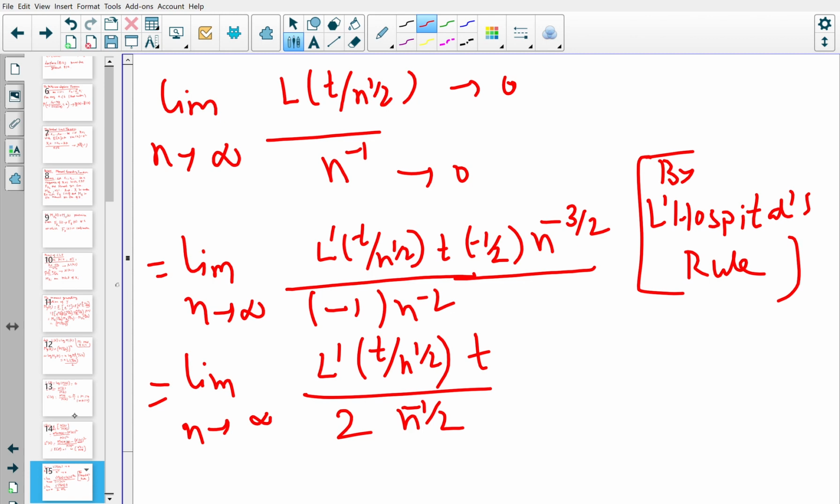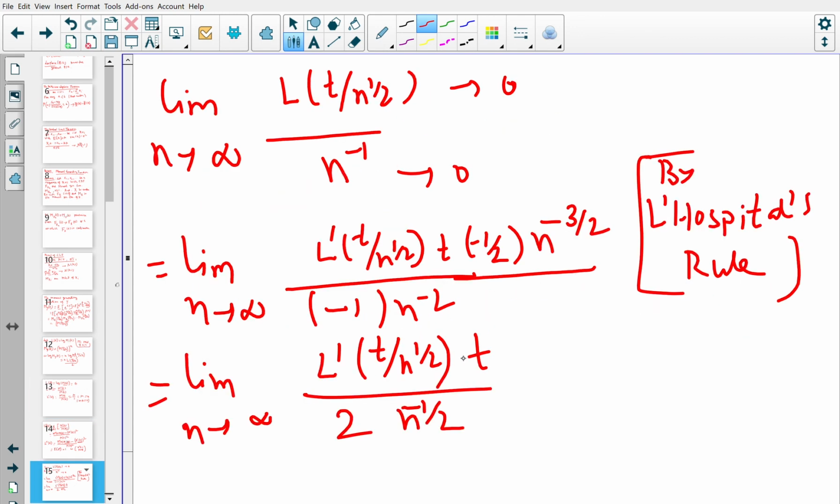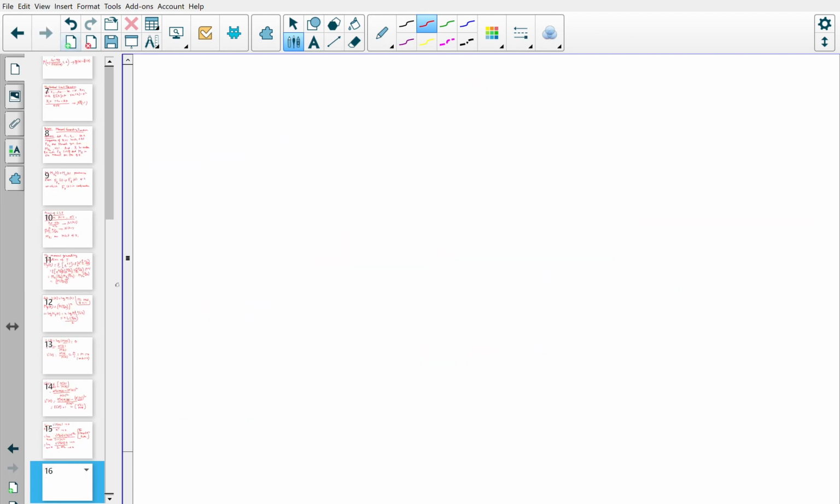Here, L dash 0 is mu, so that also goes to 0. The numerator goes to 0 as n tends to infinity, and the denominator also goes to 0. So again this goes to 0 as n tends to infinity, and again you need to use L'Hospital's rule. So again we are using L'Hospital's rule.